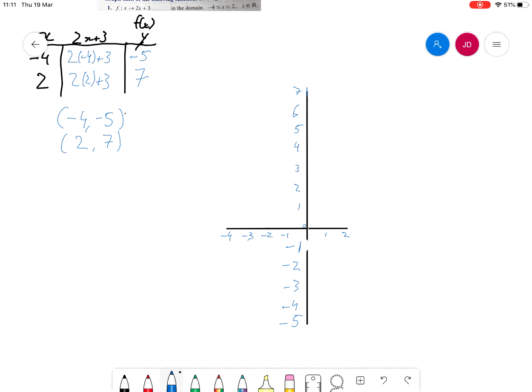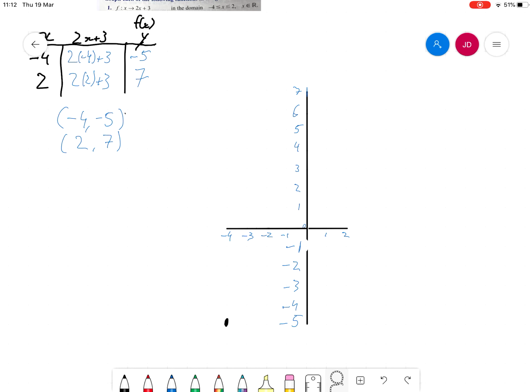Now I need to plot my points. So I have my 2 points, which is minus 4, minus 5. So let's go about plotting them. So I go to my x-axis, which is here, and I go to minus 4, which is there. My minus 5 then is on my y-axis down here. So I need to dot across here, and I get my point there. Minus 4, minus 5 is there. Okay.